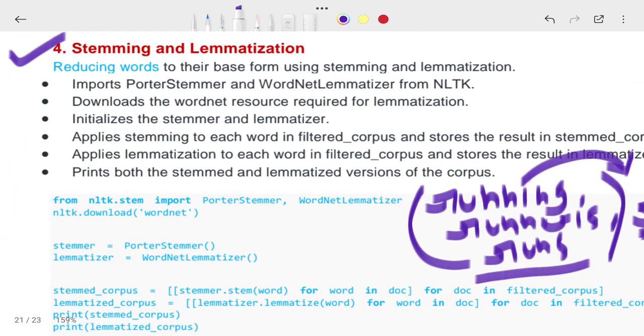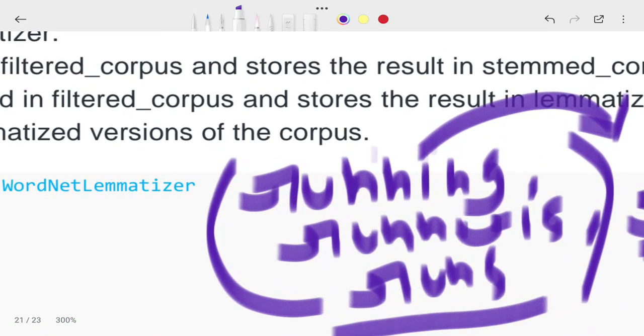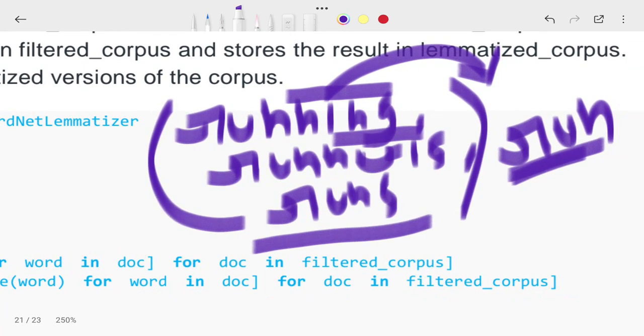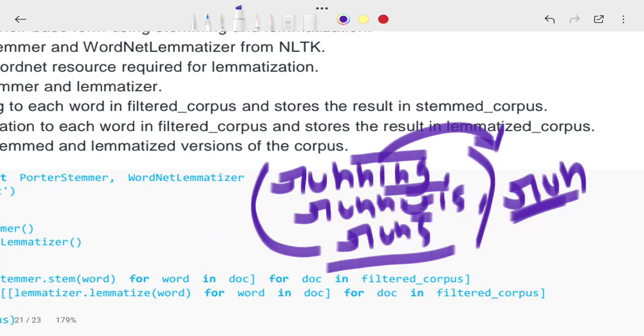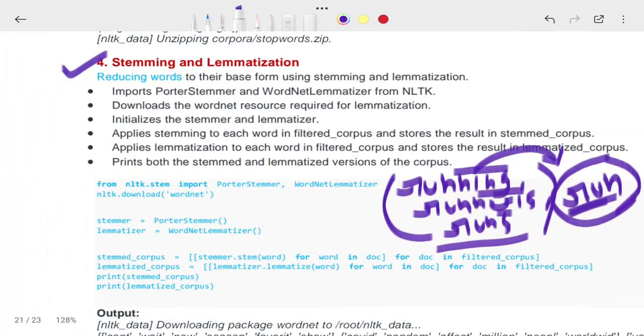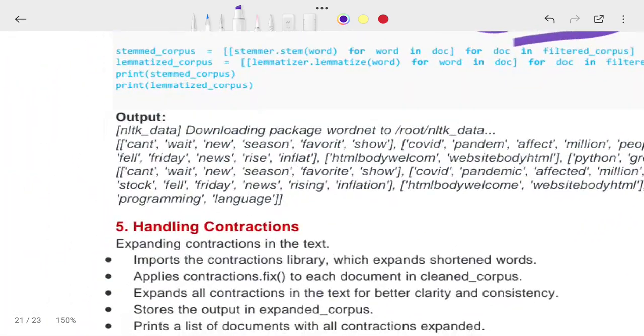And stemming is also the same. Stemming means you cut off the prefix and suffix to reduce the word. What I am doing is removing the prefix or suffix to make the word into a better meaningful form. That is the meaning of stemming. The same thing we have done here.